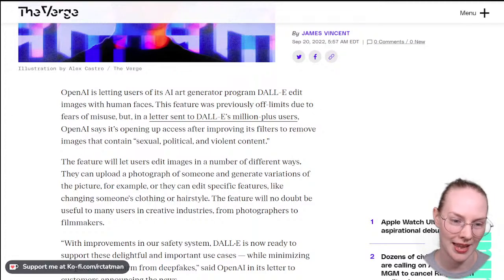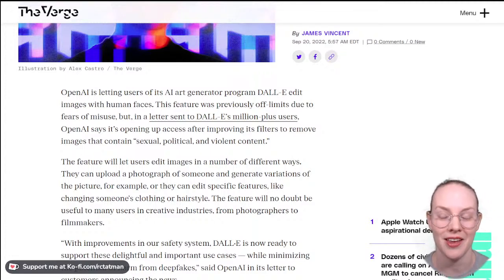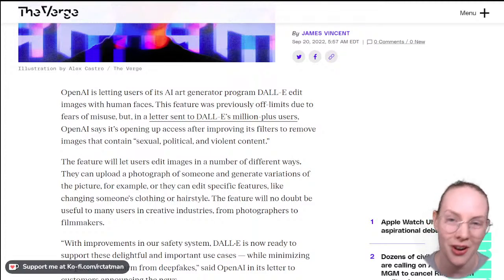the features will let users edit images in a number of different ways. They can upload a photograph of someone and generate variations of the picture, for example. That's going to be great for those fake accounts on Twitter. Now they're going to be even harder to detect as fake accounts with fake profile pictures.